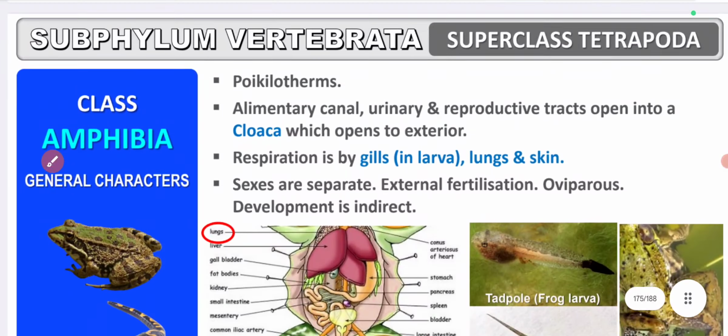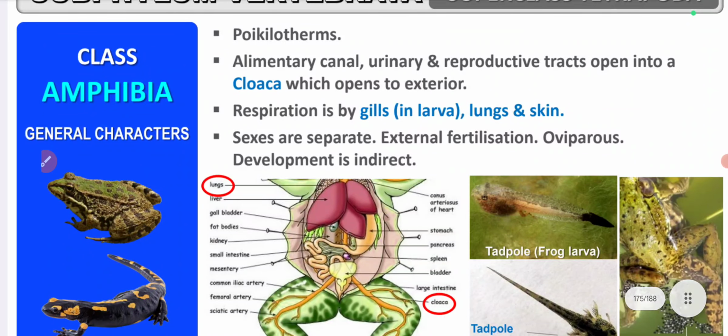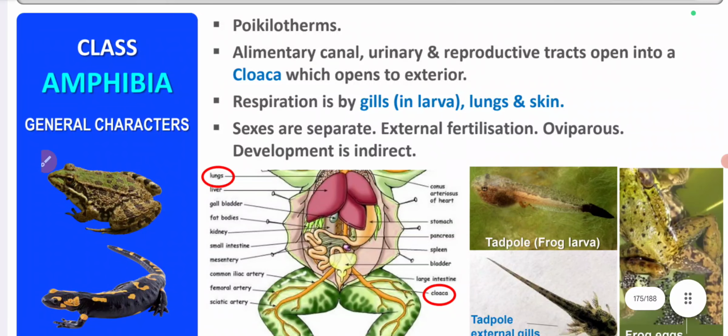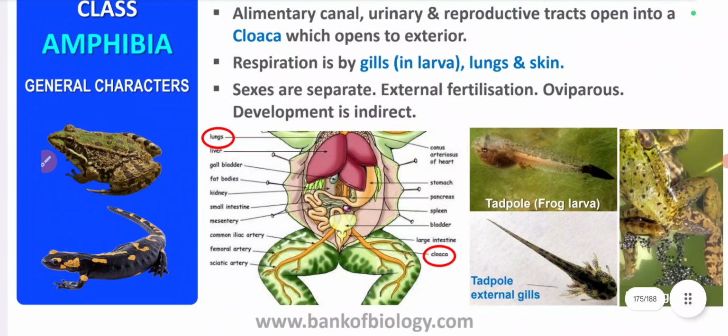Next, poikilotherms means cold-blooded animals. Alimentary canal, urinary and reproductive tract open into a single chamber that is called cloaca, which opens to exterior. Alimentary canal, urinary bladder and reproductive tract, all three open into cloaca. Okay, and then it opens to the exterior.